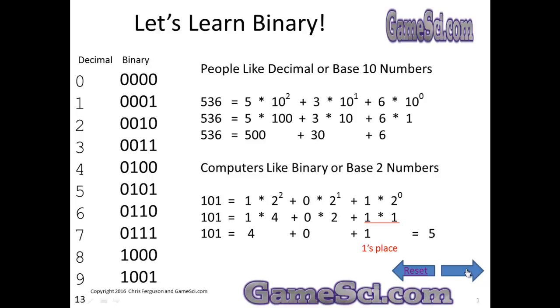Finally, this is the 1's place. Right? Because 2 to the 0 power is 1. Anything to the 0 power is 1, to be honest with you. Now, if you look closely at the numbers, 1 times 4 is 4, 0 times 2 is 0, and 1 times 1 is 1, and this overall value comes out to be 5.